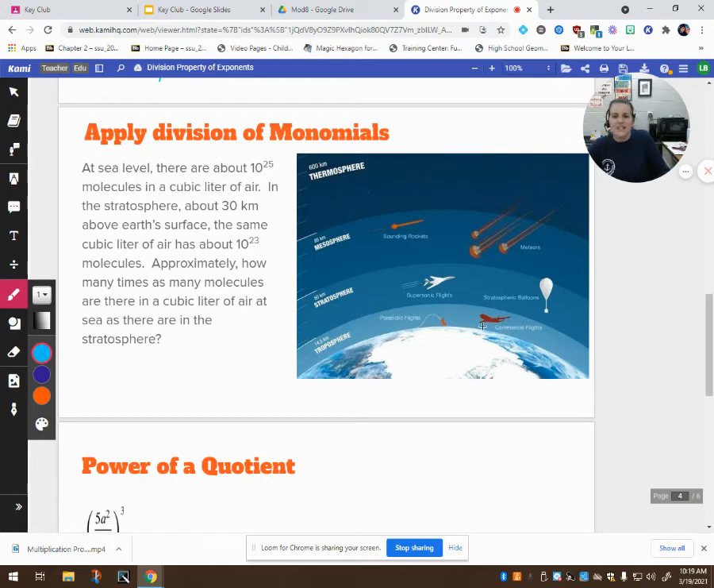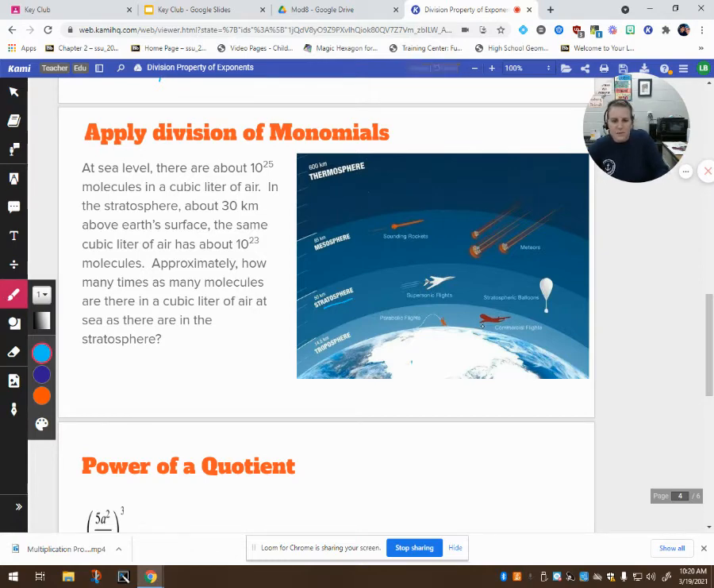Okay, so it says at sea level, there's about 10 to the 25th molecules in a cubic liter of air. In the stratosphere, about 30 kilometers above the Earth's surface, see here, most flights go through here, but when we get up to the stratosphere, we're looking at supersonic flights. So here in the stratosphere, the same cubic liter of air has about 10 to the 23rd molecules. So approximately how many times as many molecules are there in a cubic liter of air at sea level as there are in the stratosphere?